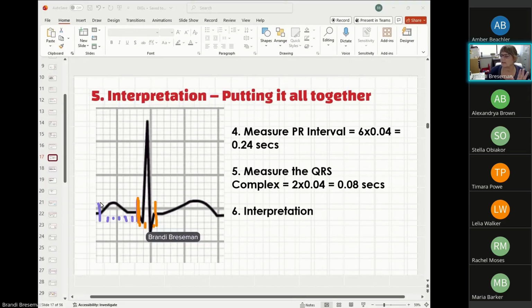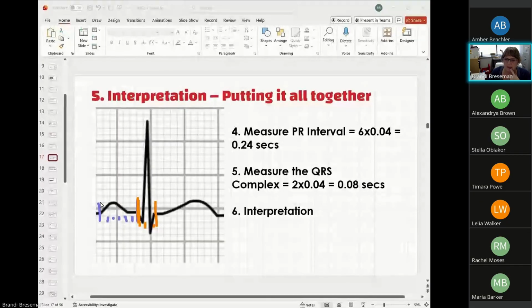But that's all right. Those little differences aren't that big of a deal, because even if we did 3 or 2.5, however you wanted to do it, it's still going to be within normal. But they came up with 2 boxes, and so that makes it 0.08 seconds. Is 0.08 seconds normal for a QRS? Yes, it's within normal.